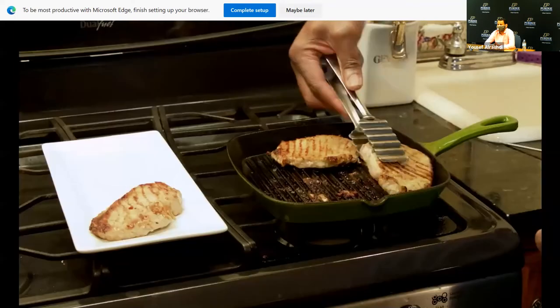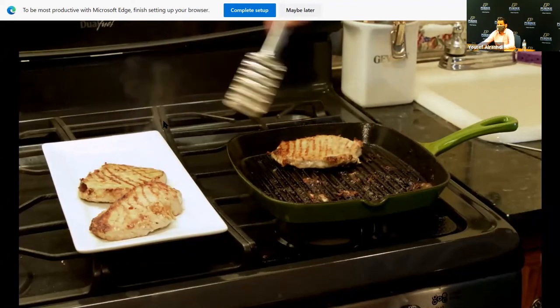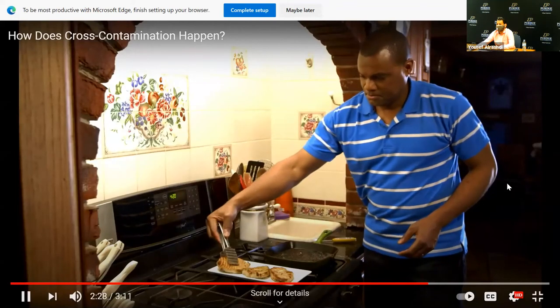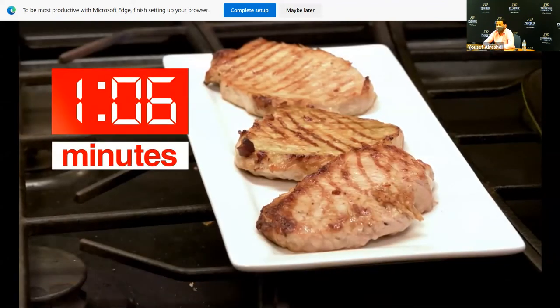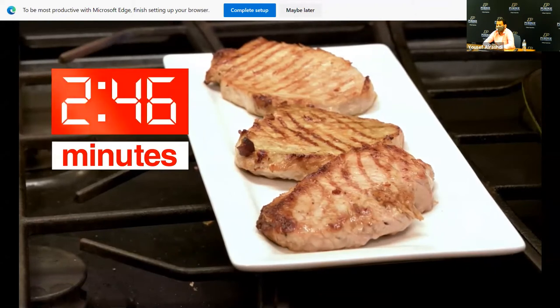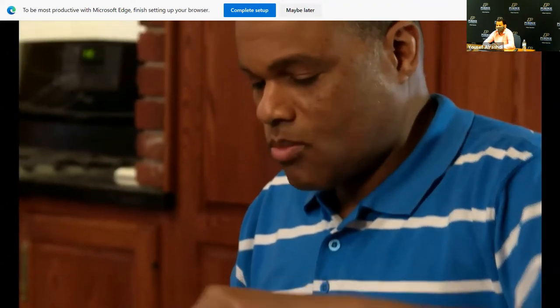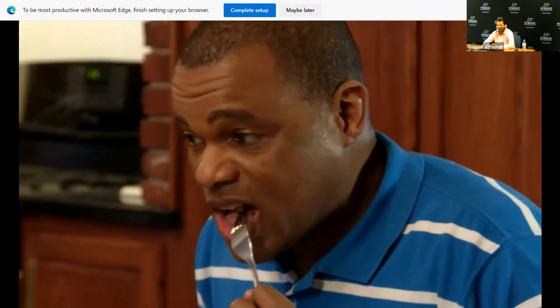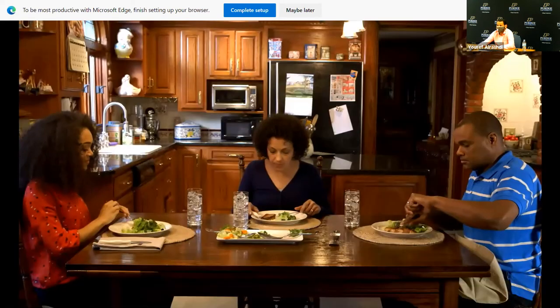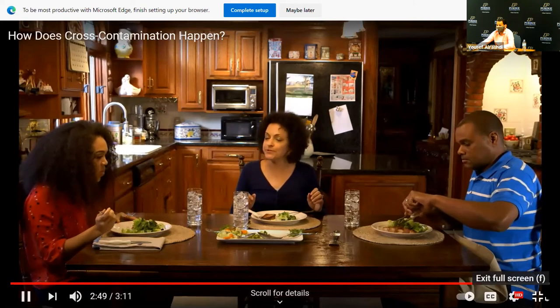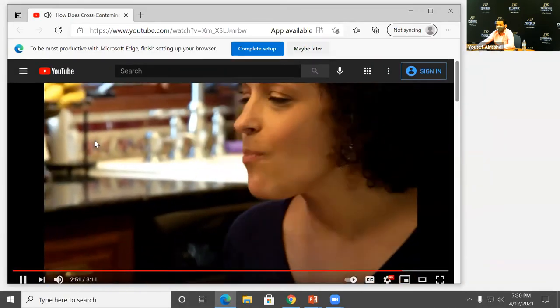All whole cuts of pork, beef, and lamb require a 3-minute rest time before they're safe to eat. During these 3 minutes after meat is removed from the heat source, its temperature remains constant or continues to rise, which destroys any remaining bacteria. Terrence was careful not to cross-contaminate his kitchen or food. And by cooking his meat to the proper temperature, he serves his family food that is safe to eat. He keeps the pork and lettuce separate.